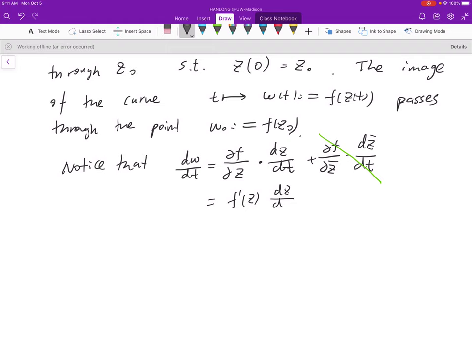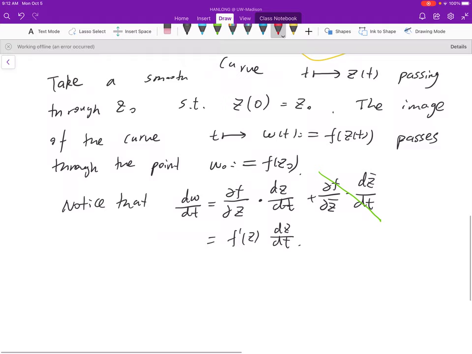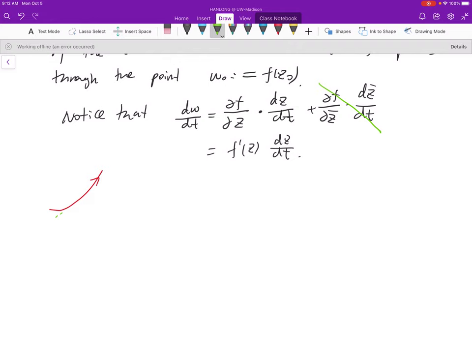So the geometric interpretation is like the following. Suppose on this side you have a curve, probably passing through like this. At the point z0 you have a tangent line, and the angle is theta, measured from the origin. Now after the holomorphic map F, you have omega of t. Probably omega of t is like this one, and this is omega 0. And then you have a tangent line here.